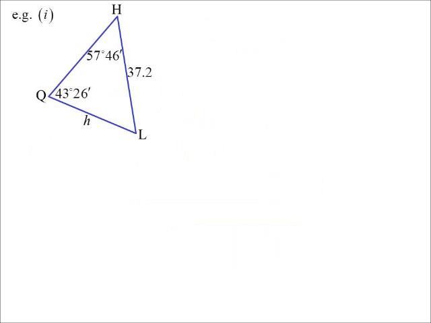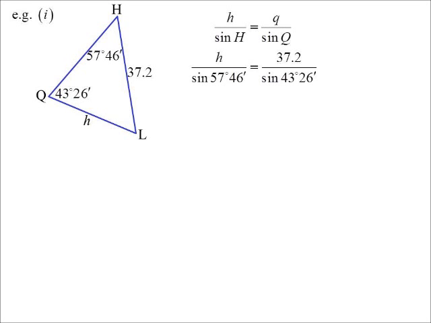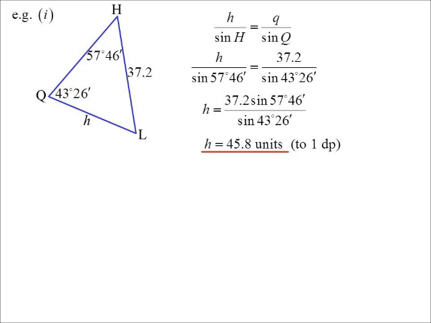Just do a quick example of using it. We could either use it to find a side, so in this case I'll use it to find h. So h over sine H is q over sine Q. Rearrange, substitute in, then rearrange, and it's just calculator work from there really. And there it is, 45.8 units to one decimal place.